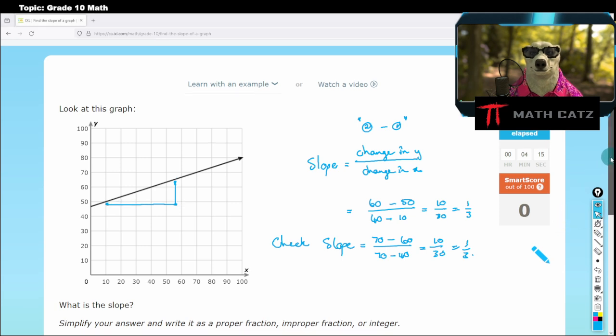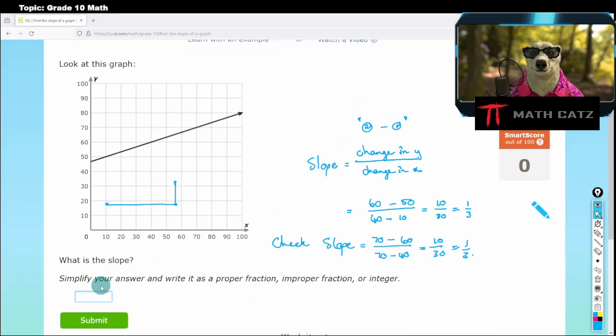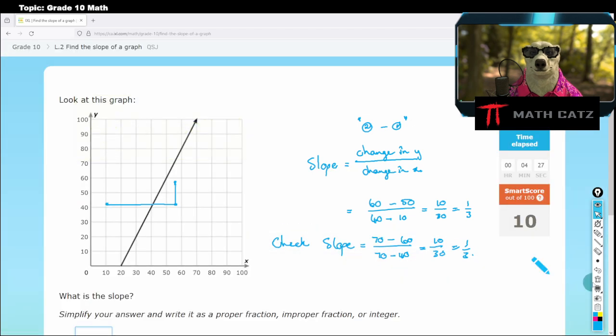Now, we didn't put in our answer yet, so let's do that. We need to scroll down a little bit. So I'll go 1 over 3. That is our slope. And we'll submit that. Awesome. Beautiful.